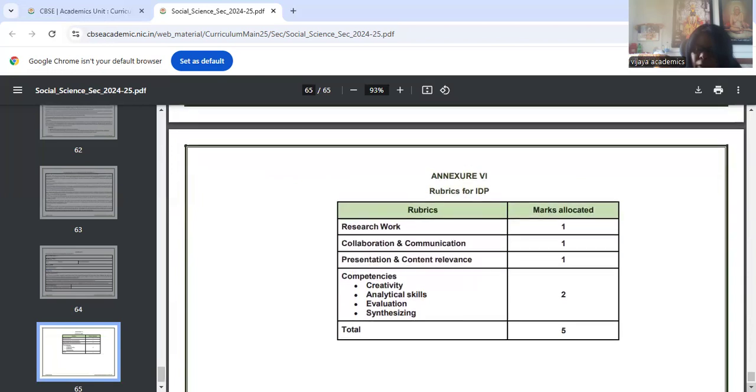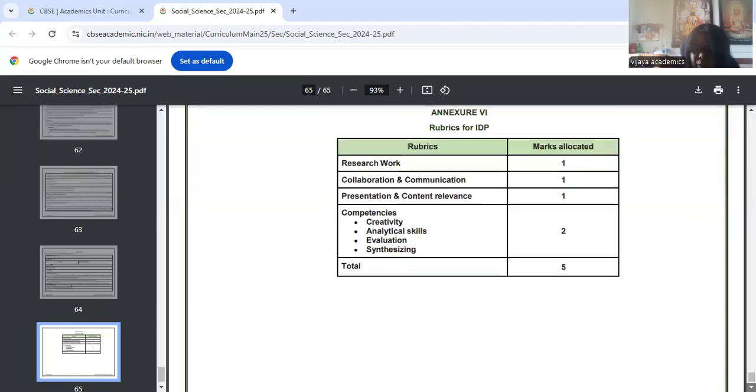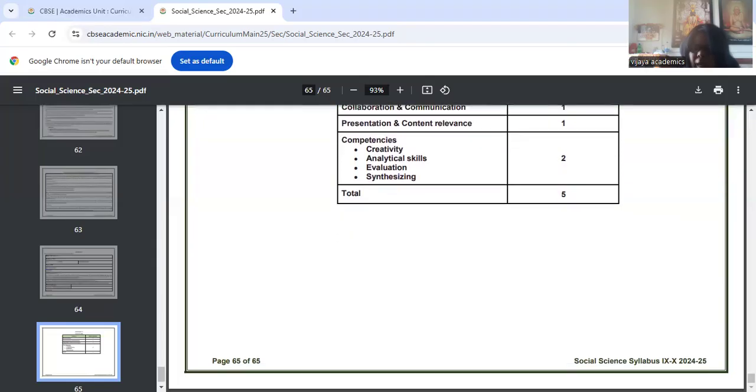Now, these are the rubrics given for the IDP. Research work 1, collaboration and communication 1, presentation and content relevance 1, competencies, creativity, analytical skills, evaluation, synthesizing 2 marks. So total 5 marks are there. In this way, I have discussed the social science syllabus related to grade 10.